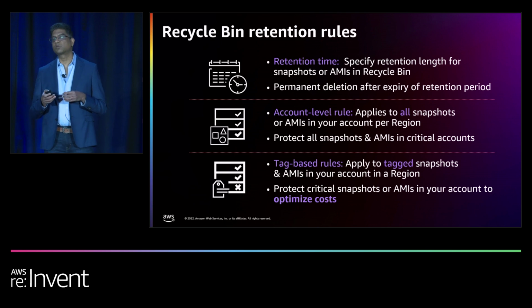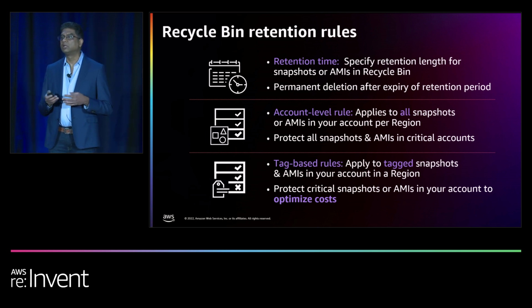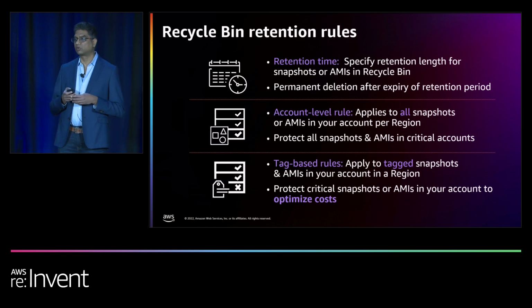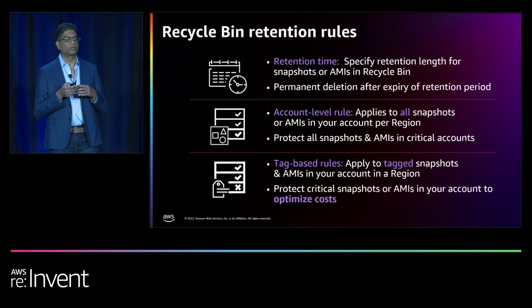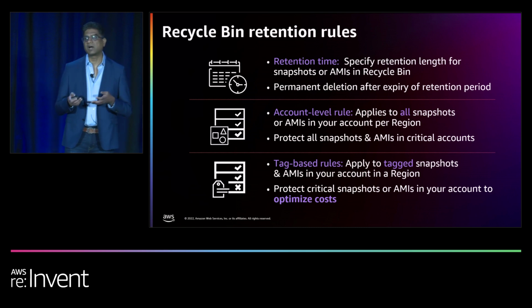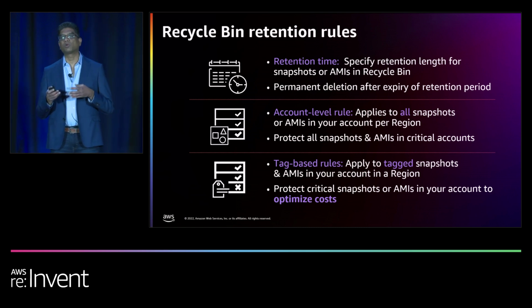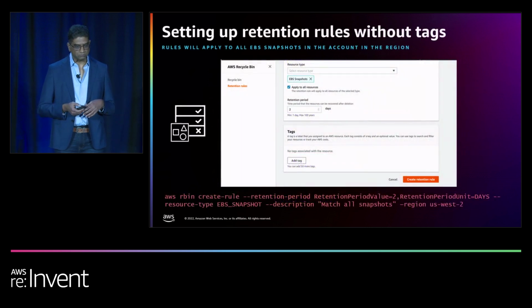Now, if you're a customer who wants to protect all of their snapshots or AMIs in their production account, then you would likely want to use an account level rule. Most of our customers use account level rules because they care about all of their resources in their accounts. But if you're a customer who's worried about costs or you want to optimize costs, then you can protect a subset of your resources based on tags and using the tag level rules. So two different options. Okay?